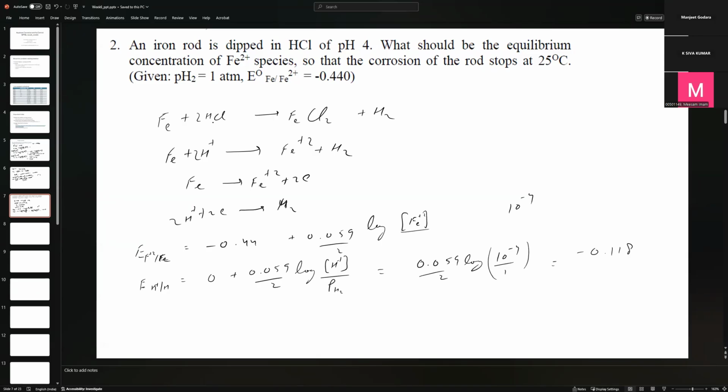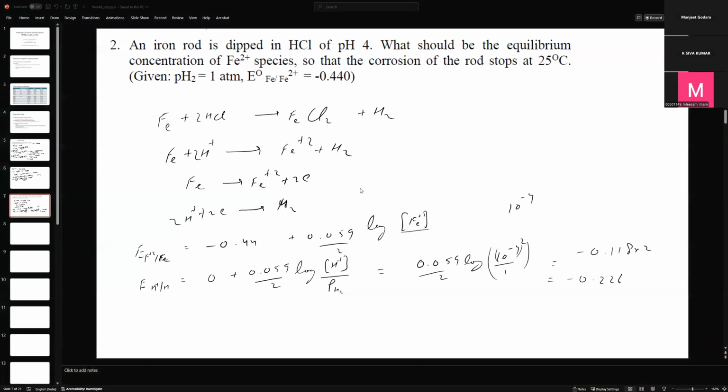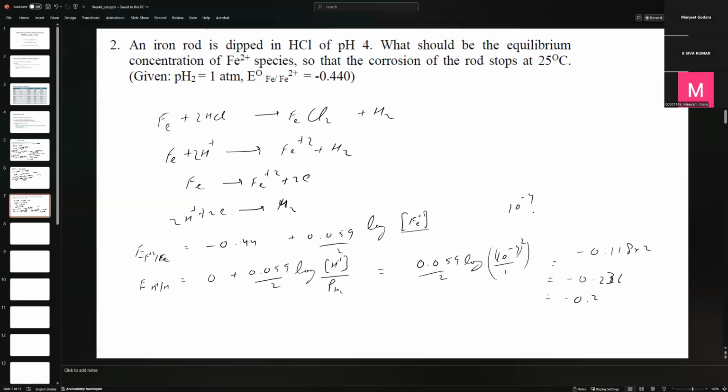Oh yeah, that's squared. And so that becomes minus 0.22. Right. Six. 1236 volts.